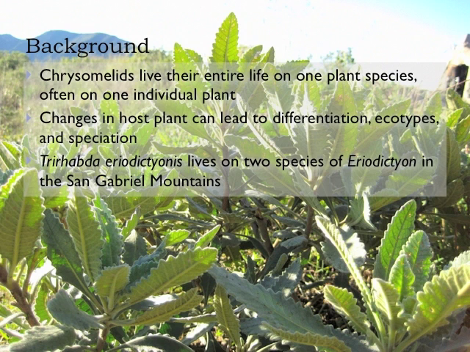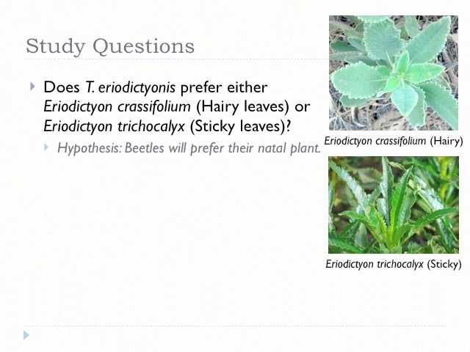Anyway, this lives on two species of Areodictyon, which we call Yerba Santa, and that's the picture in the background, that live in the San Gabriel Mountains. And so what I was curious about is, do these beetles prefer one of these species of Areodictyon over the other? And if so, what effect does that have on the rest of their life?